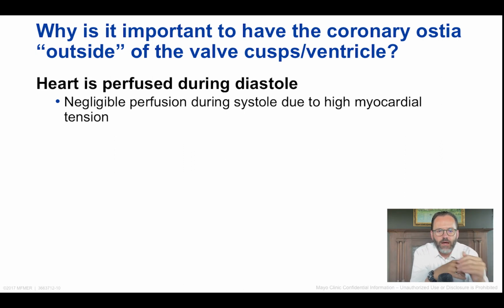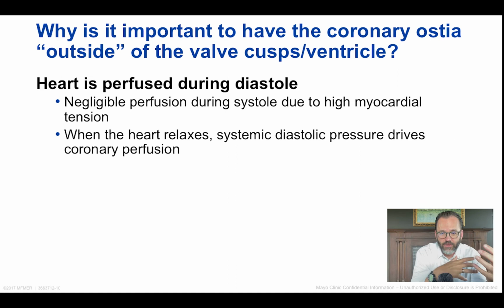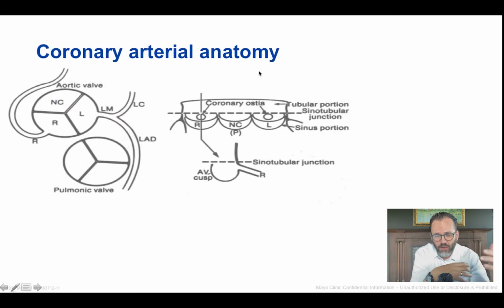And so, from an optimization perspective, you have negligible perfusion of the heart during systole due to this high myocardial tension. And so then when the heart relaxes, the systemic diastolic pressure is actually the driving force for coronary perfusion. And so it makes a lot of sense to have the coronary ostia being distal to the aortic valve.